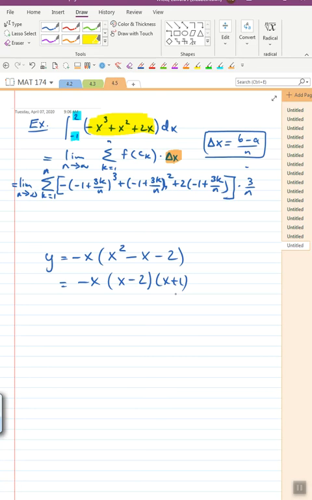Which means this function I've picked factors this way. That means there are zeros at 0 and at 2 and at negative 1. And since this is a cubic with a negative coefficient, that means the tails should go like this. So if I were to graph this, I would see something like this. I'm not saying those proportions are necessarily correct.